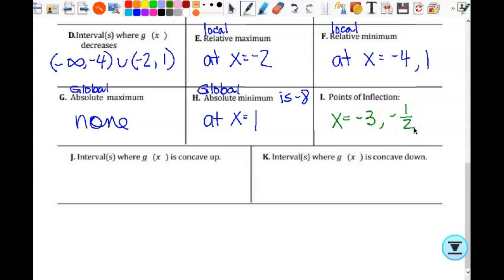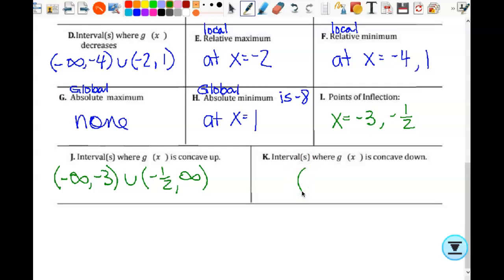And that helps me with this part, right? The intervals where g of x is concave up, where does it start being concave up? Negative infinity. And we go till what? -3, till we hit that point of inflection, right? And then is it concave up anywhere else? Yes. Starts over being concave up at -1/2, and then we go to infinity. How many places is it concave down? 1. So we're just going to have one interval there, and it's actually the interval that fills that in right there. So we've got -3 to -1/2.